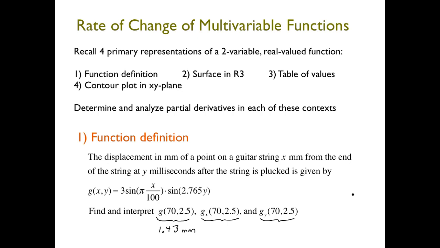All right, partial with respect to x at 70, 2.5. Anyone get that? This is the H through P's. Did you get something? Negative 0.326. Someone else get that? And all right, and then anyone, the last partial with respect to y, the Q through Z's.